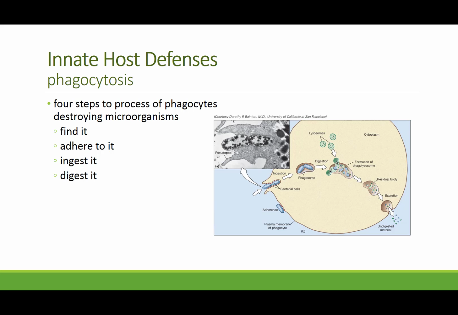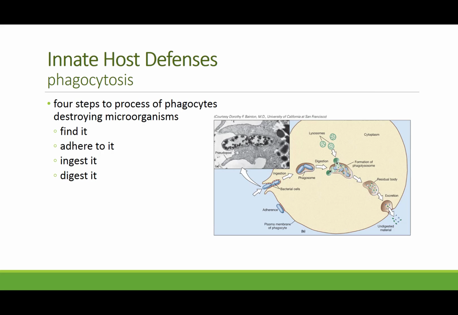So here we go. Phagocytosis is that process of engulfing and destroying microbes or stuff that doesn't belong in the body. And it requires 4 steps. First, the white blood cell has to find the material to get rid of it. Then it has to adhere to it, so attach it to the membrane. Third, it has to ingest or engulf the material and bring it inside the cell. And then finally, to destroy it, it must digest it.